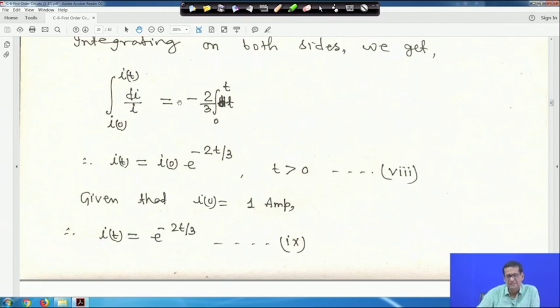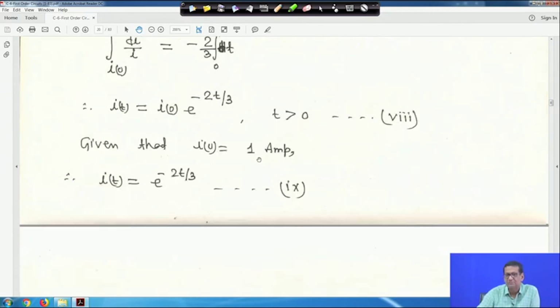We have seen this kind of integration earlier, so directly we are writing. Now, it was initially given that I0 is equal to 1 ampere. Therefore, I(t) is equal to e to the power minus 2t upon 3, because the I0 initial value is 1 ampere given. So, put here I0 is equal to 1. So, it will be e to the power minus 2t upon 3.